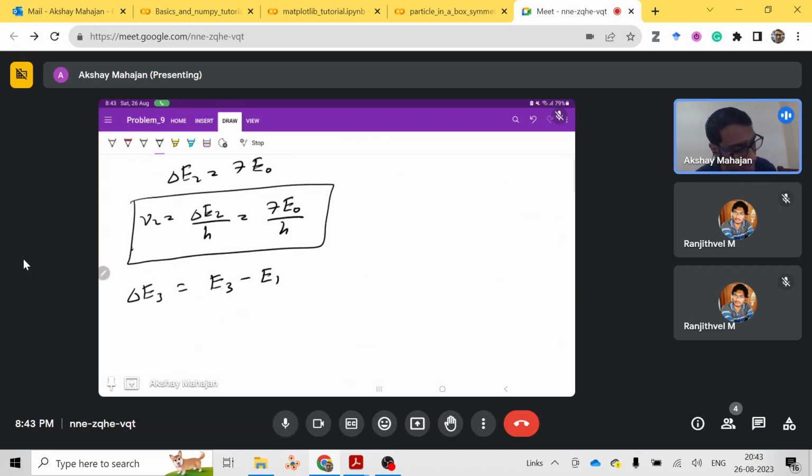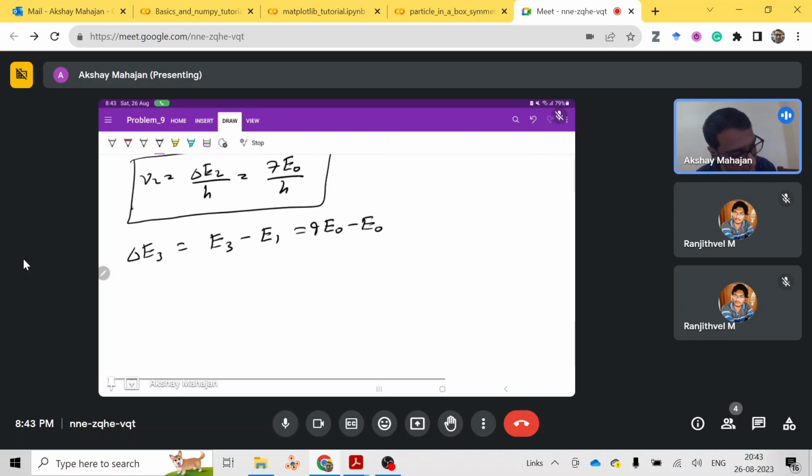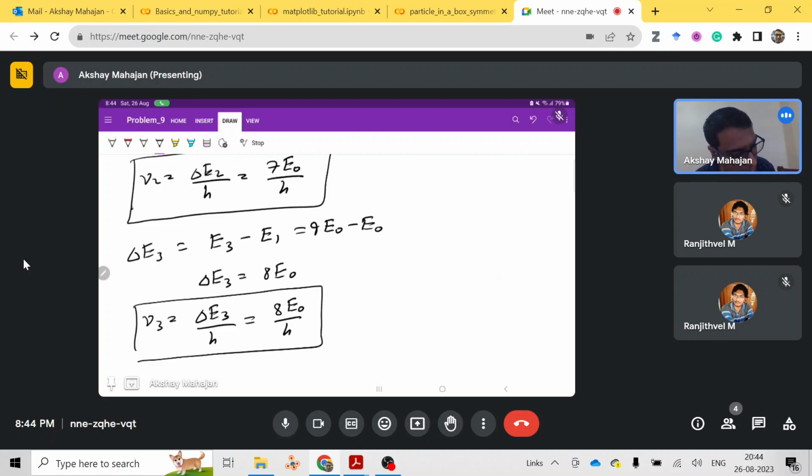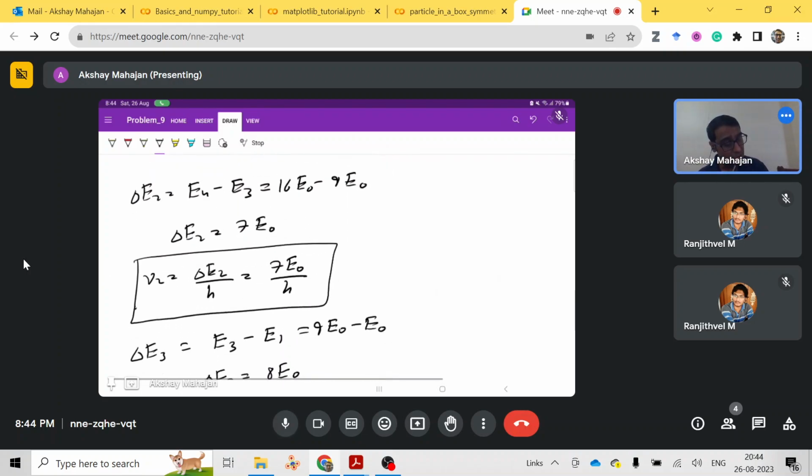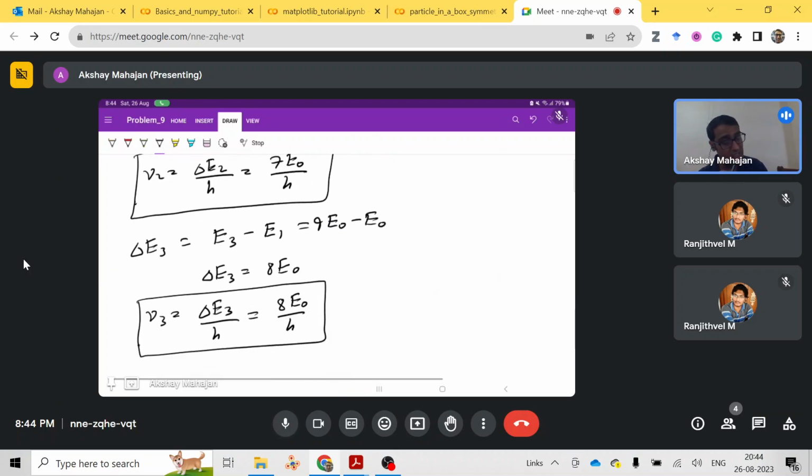Okay, so that will be equal to 9 E0 minus E0. So our delta E3 will be equal to 8 times E0, and thus our nu3 will be equal to delta E3 by h, that is equal to 8 E0 by h. Alright, so now we have nu1, nu2, nu3, and on comparing, nu1 is 9 E0 by h, nu2 is 7 E0 by h, and nu3 is 8 E0 by h.